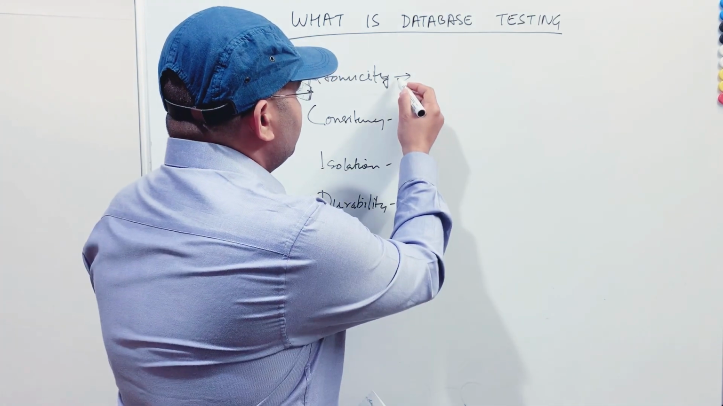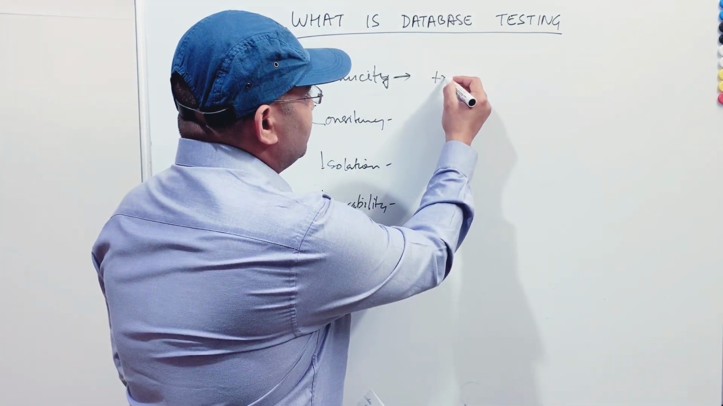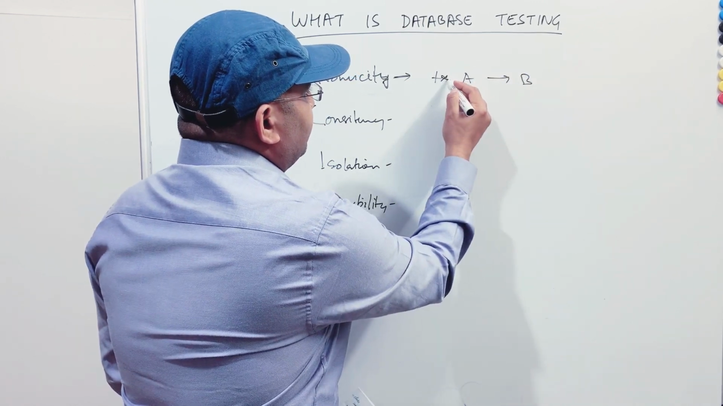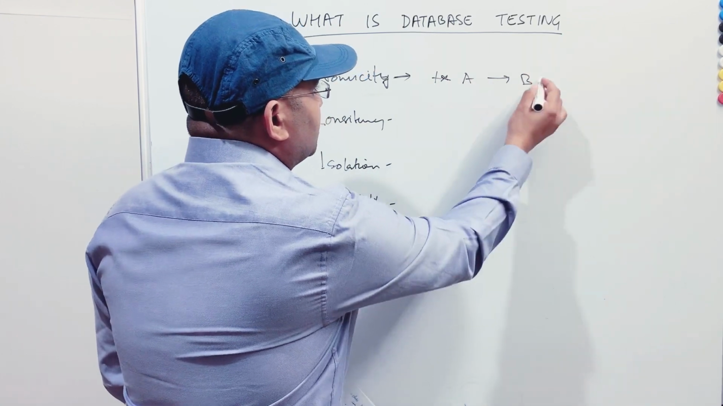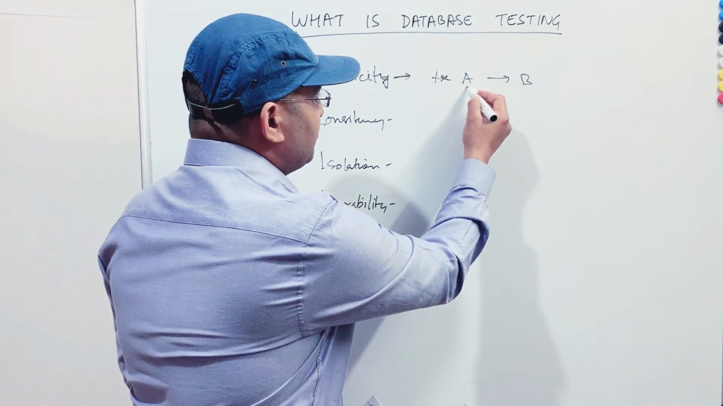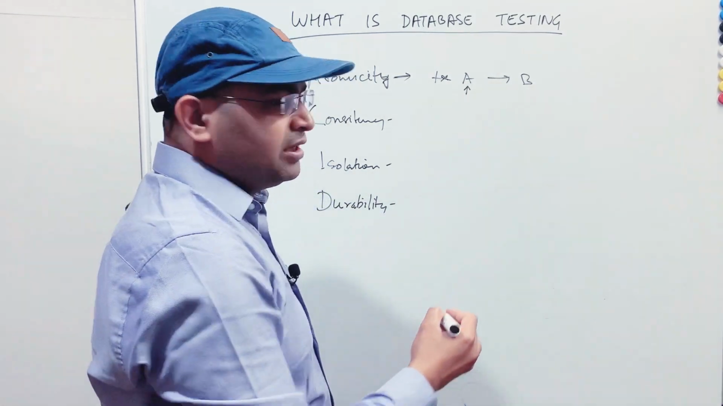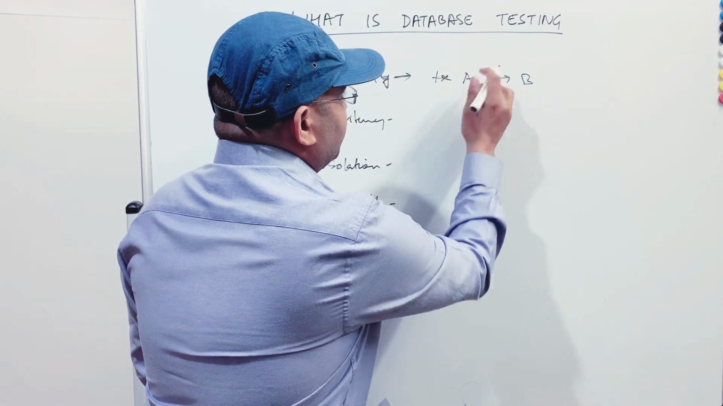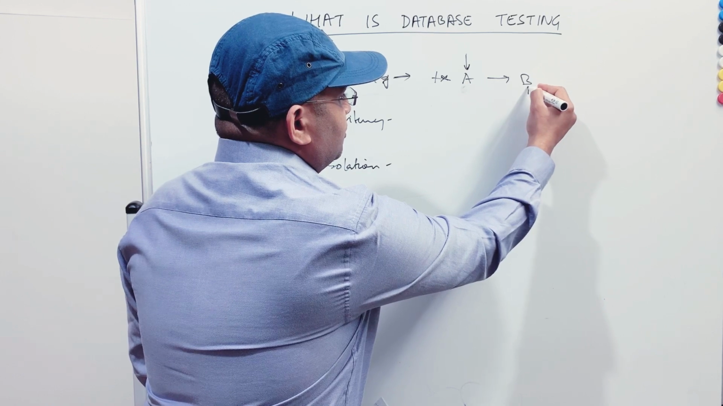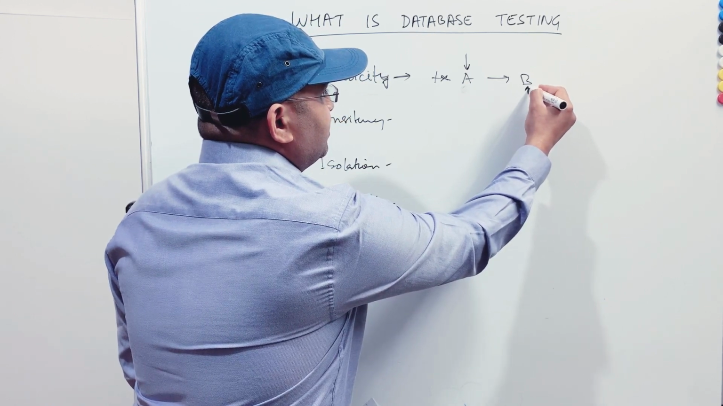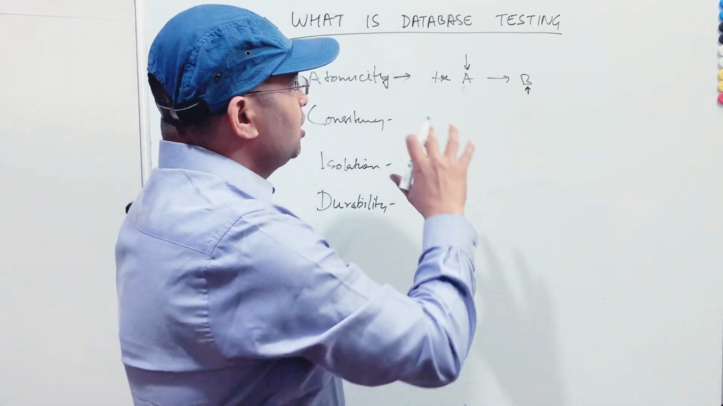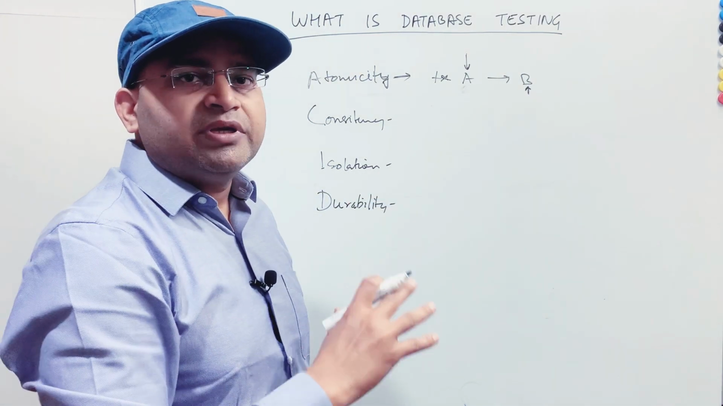What atomicity means is that when you transfer the amount from account A to account B, the overall transaction is considered as one. If the amount is debited from account A, it should at the same time be credited in account B, and only if both of these operations are performed successfully will the transaction be considered successful, right?